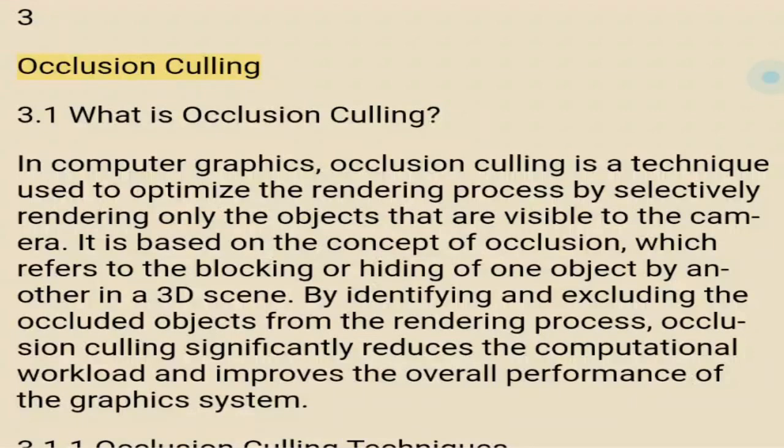3. Occlusion culling. 3.1 What is occlusion culling? In computer graphics, occlusion culling is a technique used to optimize the rendering process by selectively rendering only the objects that are visible to the camera. It is based on the concept of occlusion, which refers to the blocking or hiding of one object by another in a 3D scene. By identifying and excluding the occluded objects from the rendering process, occlusion culling significantly reduces the computational workload and improves the overall performance of the graphics system.